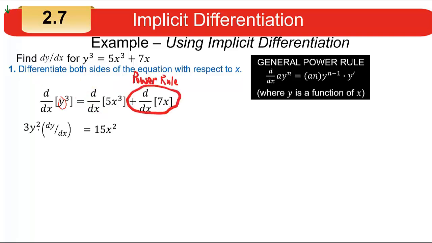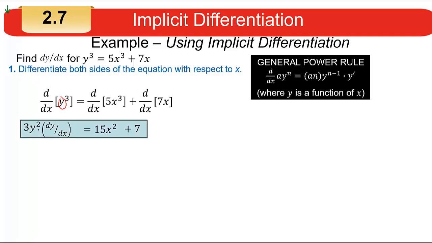Move to the third term. Again, no y in it. No powers where the base is a function of x. So all we have to do is take the derivative. Normally, the derivative of 7x is 7. Simple as it can be.